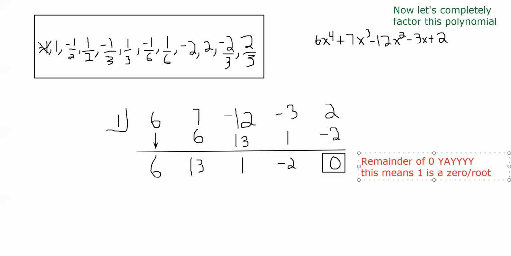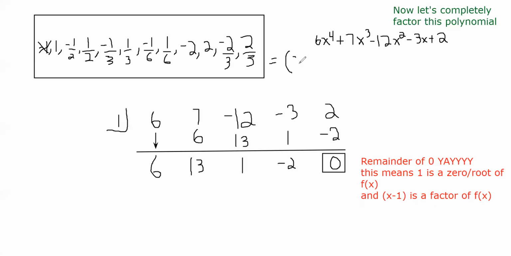We can use those terms interchangeably of the function. And x minus 1 is a factor of the function. In fact, this means that 6x to the 4th plus 7x cubed minus 12x squared can be written by taking out the factor of x minus 1 that we just discovered works. And this is the beauty of synthetic division, we already have the coefficients of the leftovers.